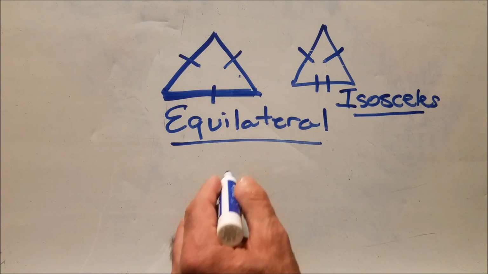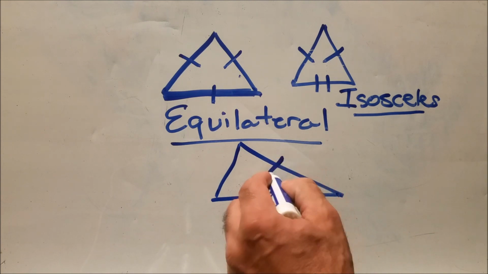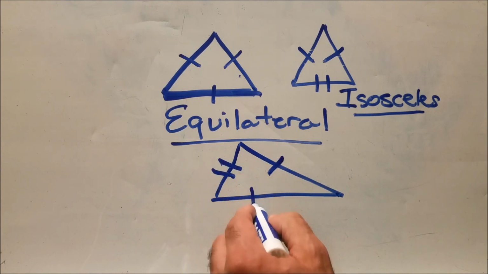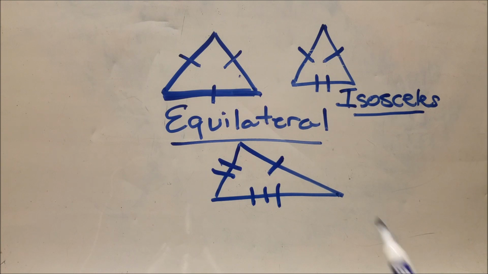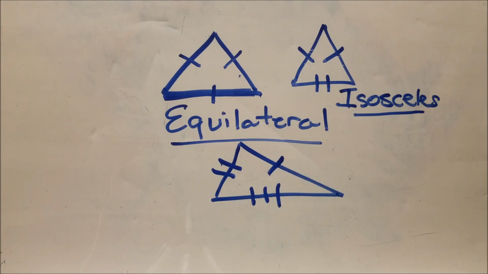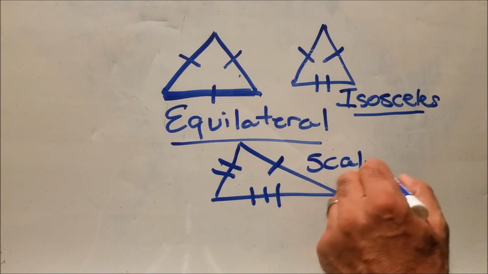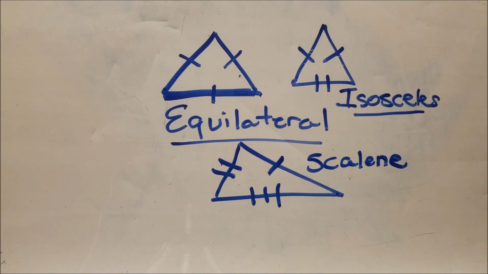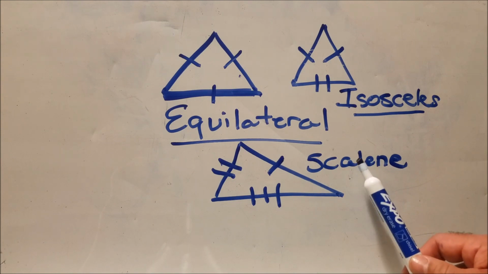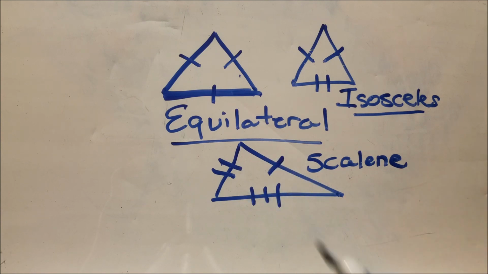And there's one more. We'll bring it down here. And I can put a hash mark there, there. Notice that none of the sides are equal because they all have different hash marks. So if none of them are equal, it's called scalene. All right. Those are our three triangles based on their sides. Scalene is mean. That's how some people remember it. Scalene is mean, has no friends. Therefore, none of the sides are equal.